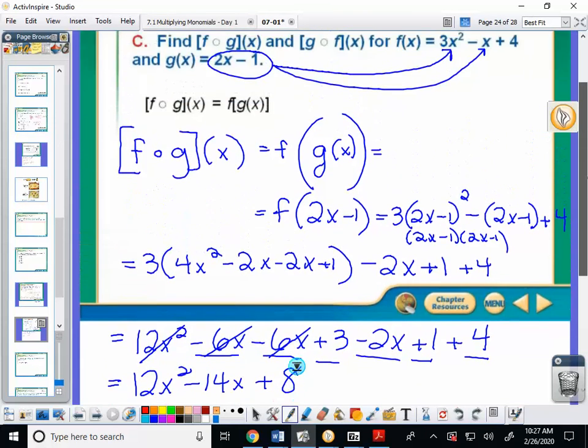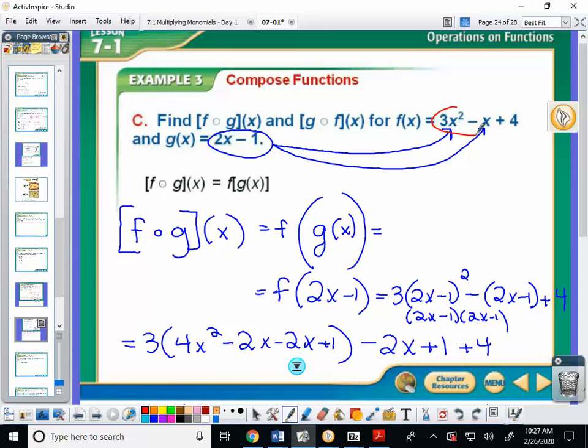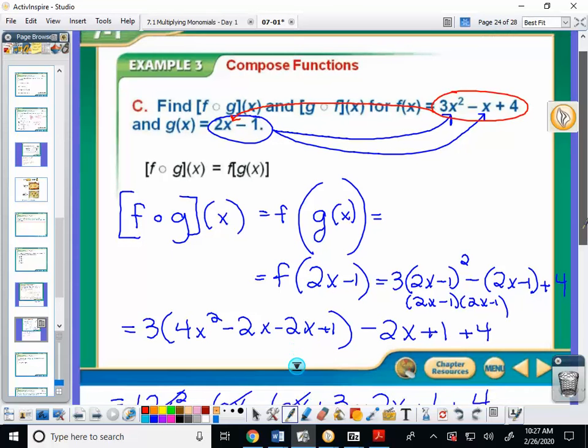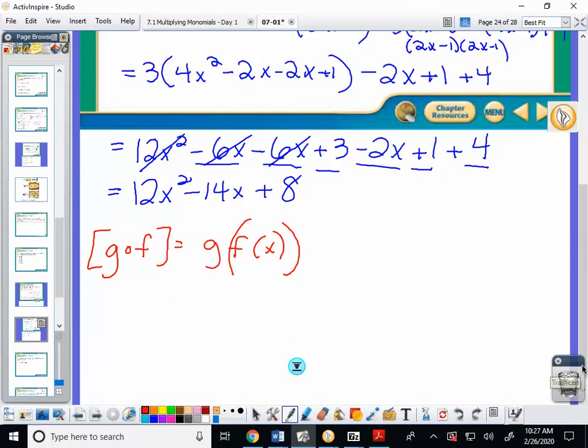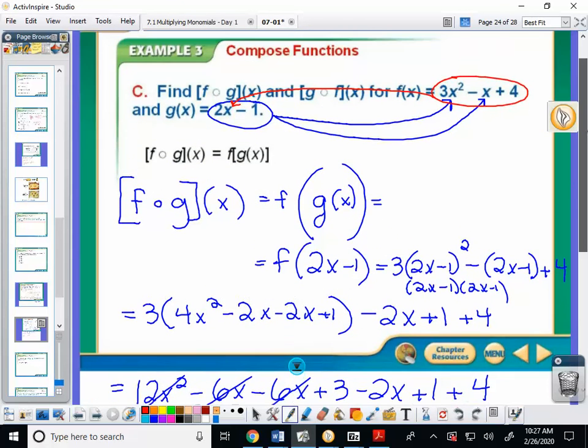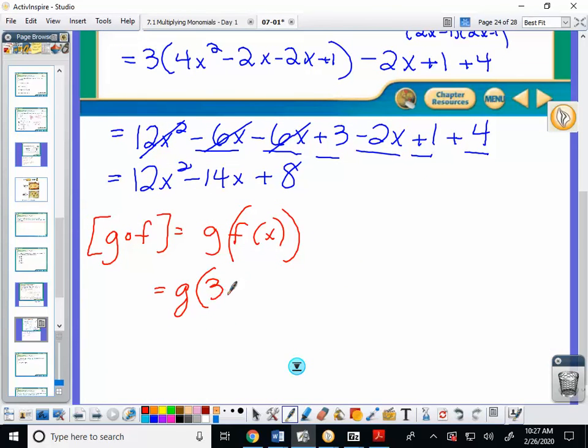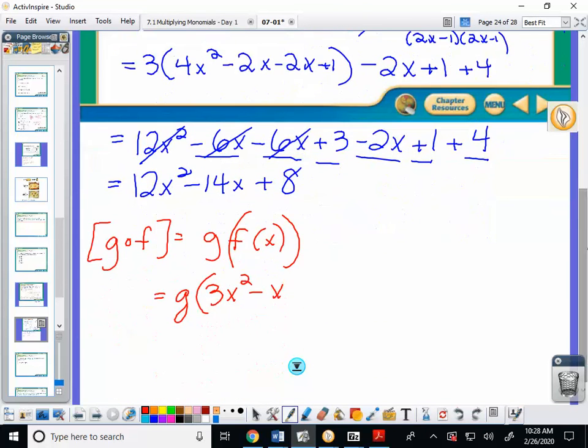I'm taking my f function, I'm going to go back to the beginning here. My f function is this, 3x squared minus x plus 4. And I'm going to put that in for what variable? In through the g function. Put it in for x. Okay. So I'm going to have 2 and then parentheses, this f function minus 1. That'll be a little bit easier to calculate. Let's go ahead and find that. 3x squared minus x plus 4. So we're putting that in for x.